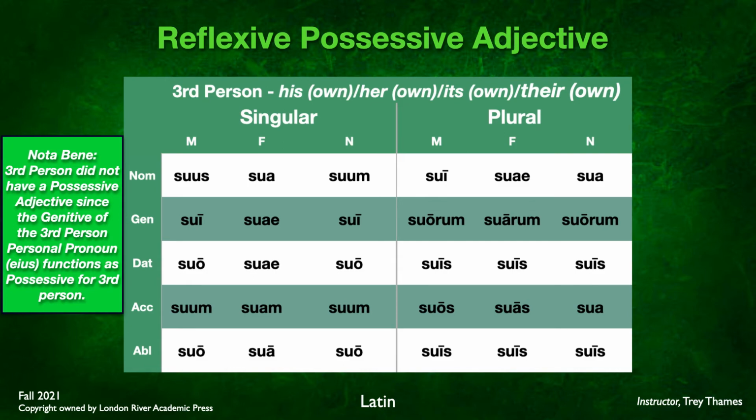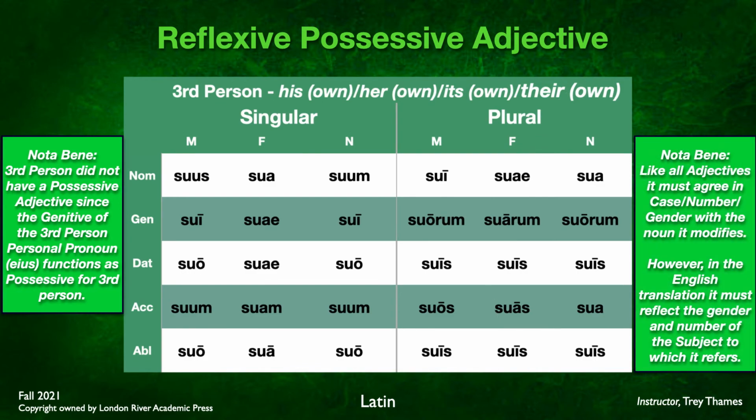But that pattern ought to look real familiar. Meus, mea, meum, or tuus, tua, tuum. It's the same form, but instead of an M or a T, it's going to be an S. So nota bene, like all adjectives, it must agree in case, number, and gender with the noun that it modifies. However, in English, we have to translate it according to the gender and number of the subject to which it refers. So here we have suus, sua, suum, and sui, suae, sui, suo, suae, suo, etc. These are just simply first and second declension adjectives.